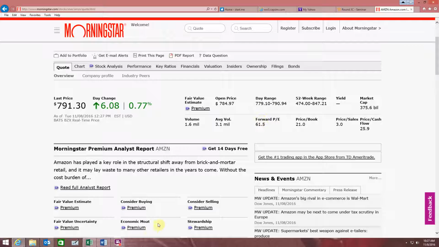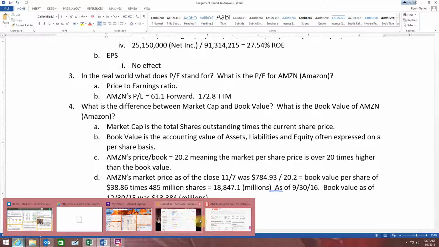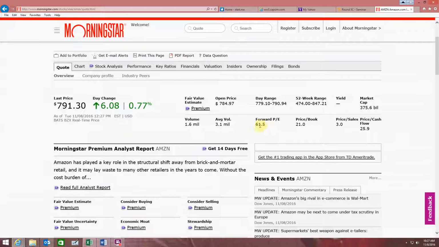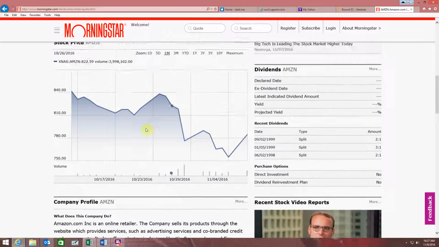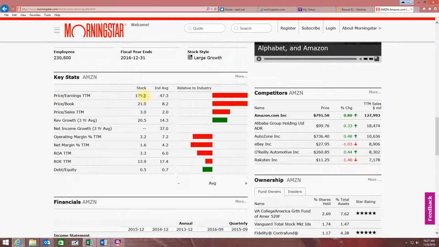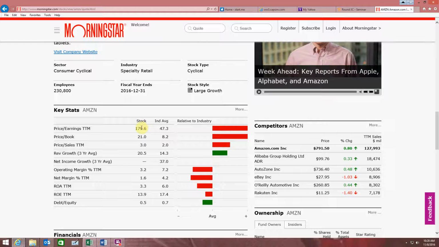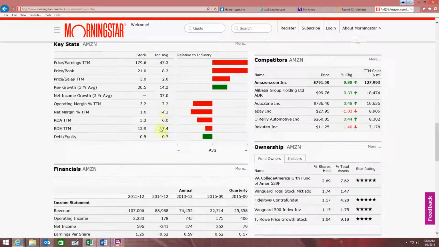This one here is the forward PE, and you'll see I've probably given both. Yeah, 61.1. So what's the forward PE, and why is that different from, now it says 61.5? What that's doing is looking at projected earnings. And I got a trailing 12-month price to earnings right here. TTM stands for trailing 12 months, and it was 179.6. That's more consistent with what I was saying.